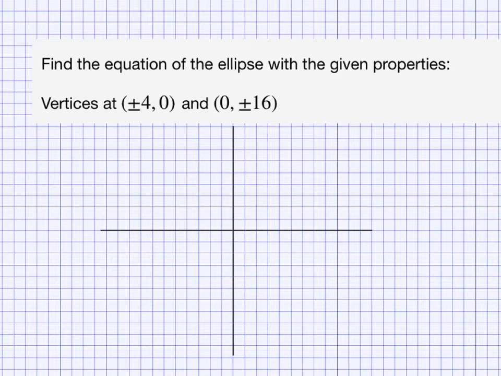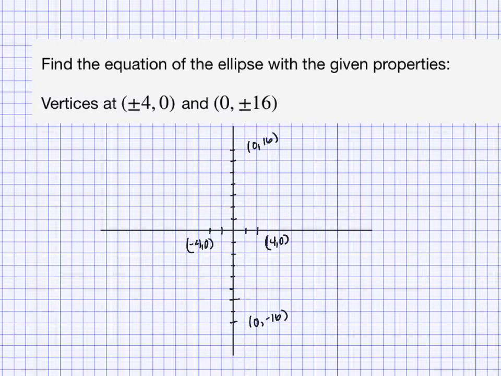So in my grid, let's make each one of my grid marks worth 2. So this is negative 2, this is negative 4. So this is negative 4, 0. And then 2 and 4, so this is 4, 0. I'm going to do the same thing with my 0 and negative 16. So 2, 4, 6, 8, 10, 12, 14, 16. 0, negative 16. And 16. So 2, 4, 6, 8, 10, 12, 14, 16. So this is 0, 16.